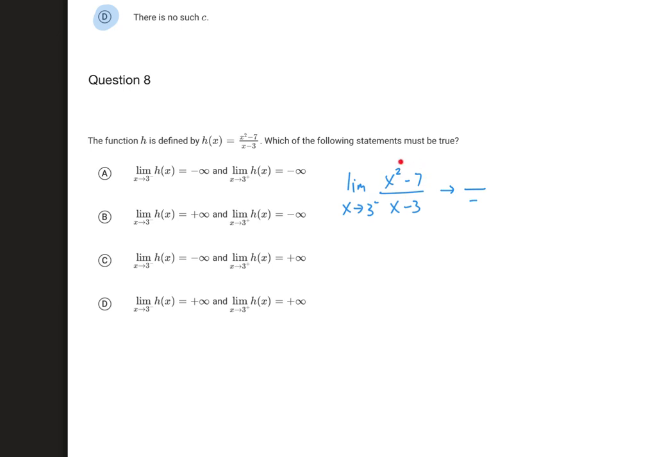And then the top, you're plugging in values closer and closer to 3, so this whole thing will get closer and closer to 2, but it's really just always positive. Top's always positive for values close to 3. And then a positive divided by a negative is a negative, so that's negative infinity.